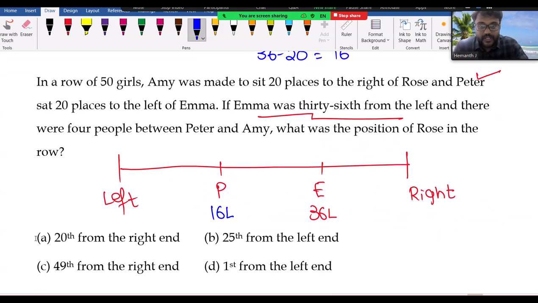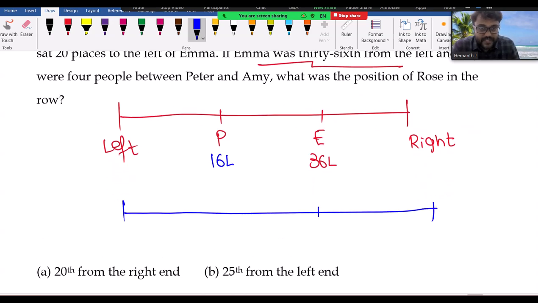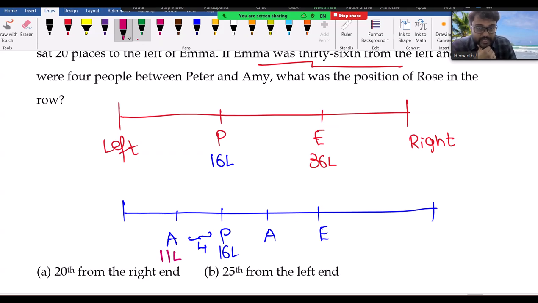Okay, 4 people between Peter and Amy, right? So I have two opportunities now. These two are fixed: E here, P here. Amy can be this side, or Amy can be this side, with 4 people in between. So 16 plus 5, I have to say 21. Sorry, minus, I'm going close to that. Minus 5 you have to do. Here in between 4, or else here in between 4, this is the fifth guy, 21 from the left hand. There are two possibilities for Amy. Between Peter and Amy, 4 people. I've shown you two chances.